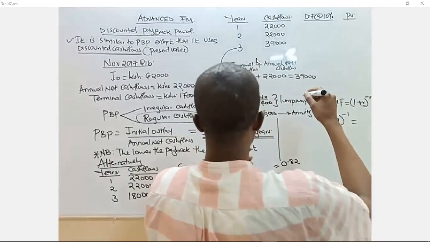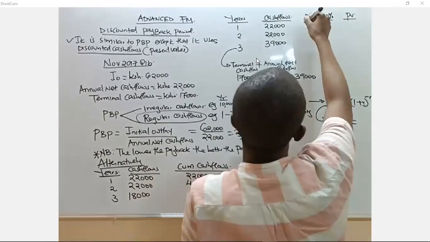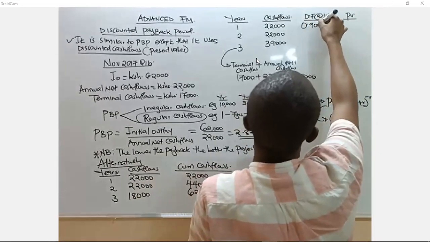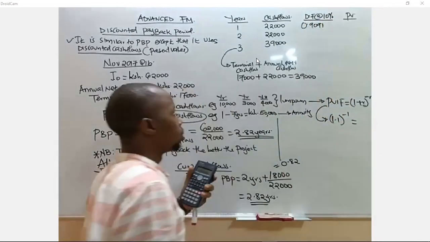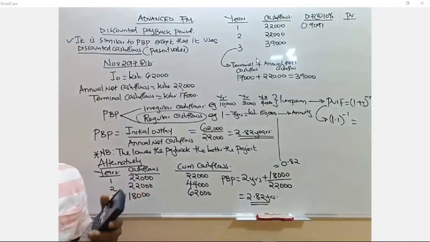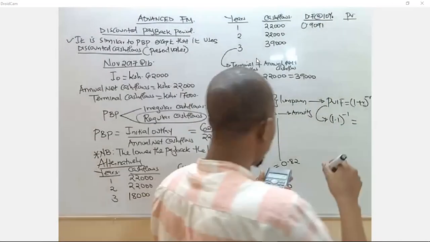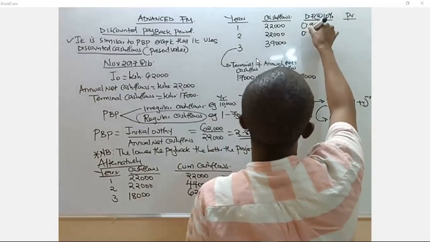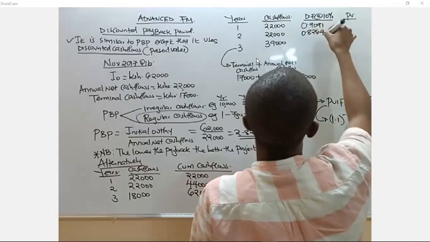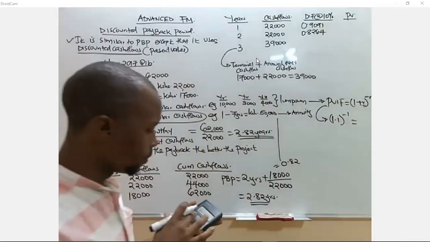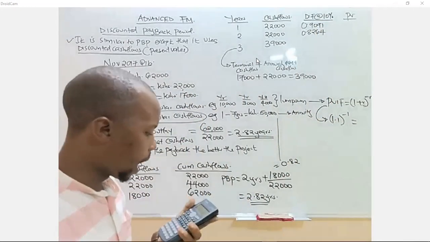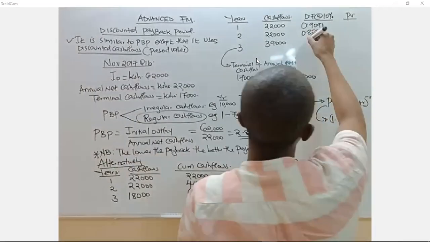So when you place it on your calculator, you are going to get 0.9091. What about for the second year? I edit it on my calculator, and I will be able to get 0.8264. And then we have year 3, where we have 0.7513.